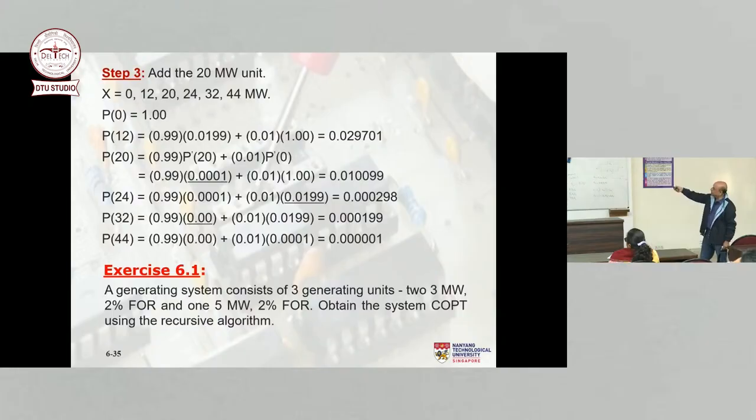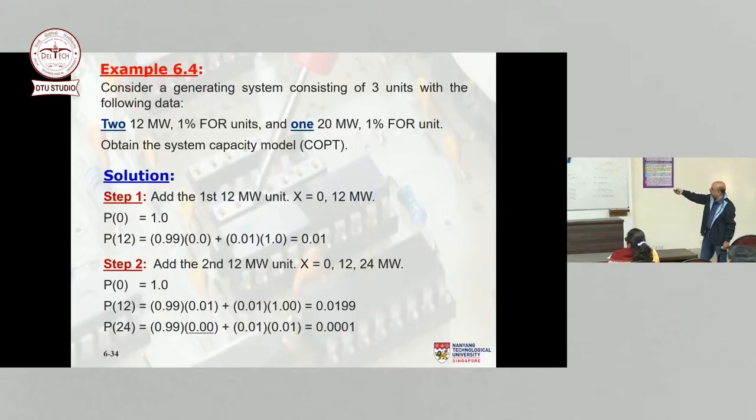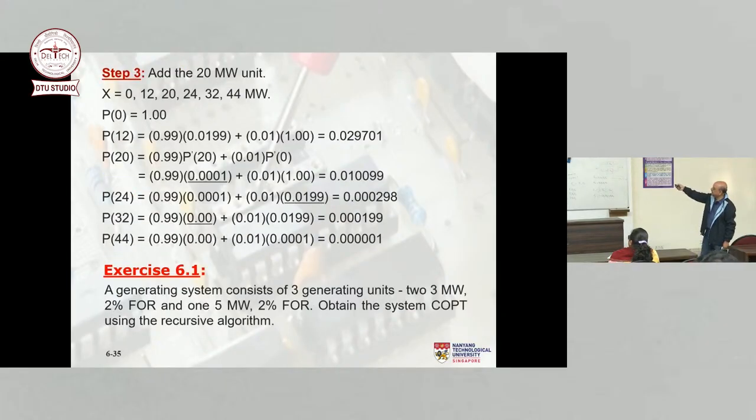So the first one, 12: availability times P prime of 12. P prime of 12 from the previous table, I have that number, okay? Plus unavailability times P prime of X minus C, 12 minus 20. So negative value is always equal to 1, right? For P prime of X minus C, if it is less than 0, then the probability is 1.